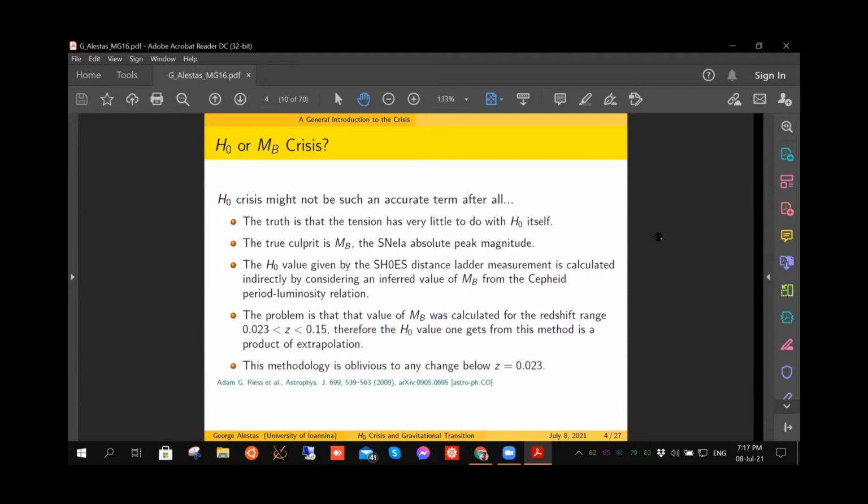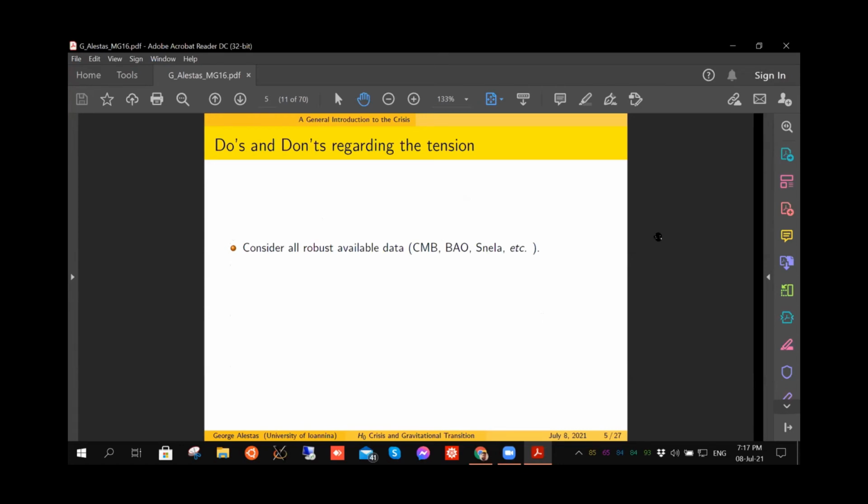We will take advantage of that and the fact that this methodology is oblivious to any change below z equal to 0.023. Now, there are some do's and don'ts regarding the solution of this tension. The first is to consider all the robust available data. The second is to try and ease the growth tension as well. You should never use a local H0 prior, and if you have to use a prior, you should make it an M prior instead.